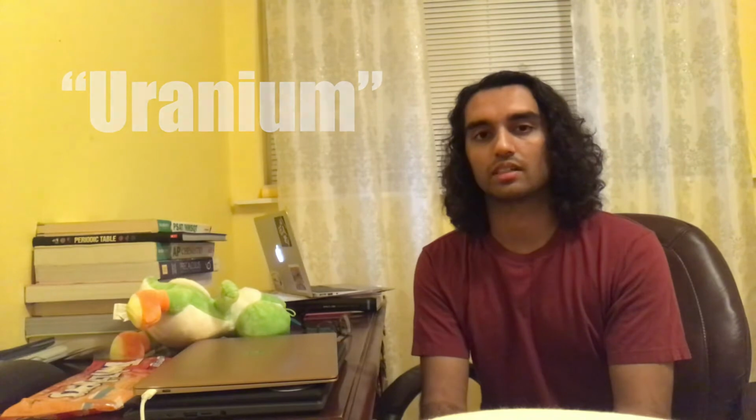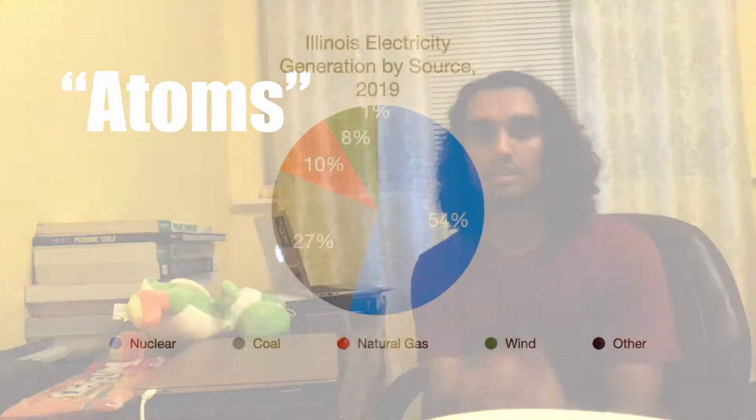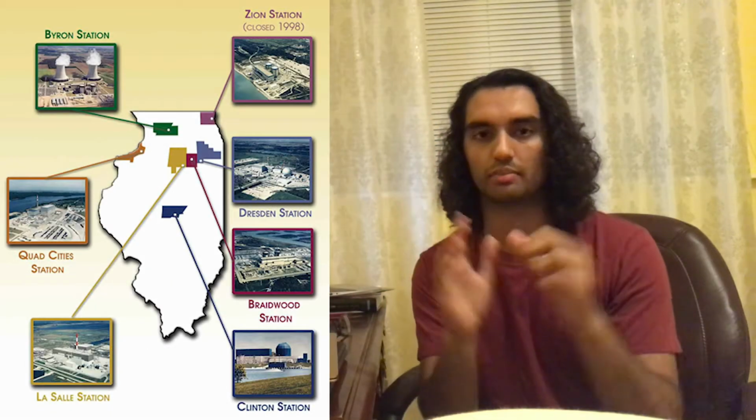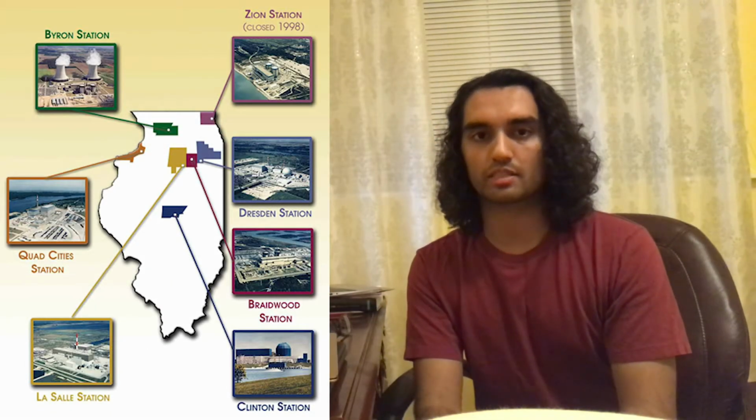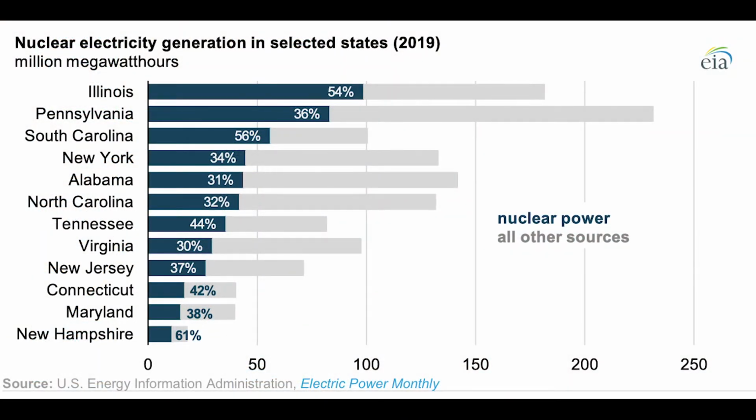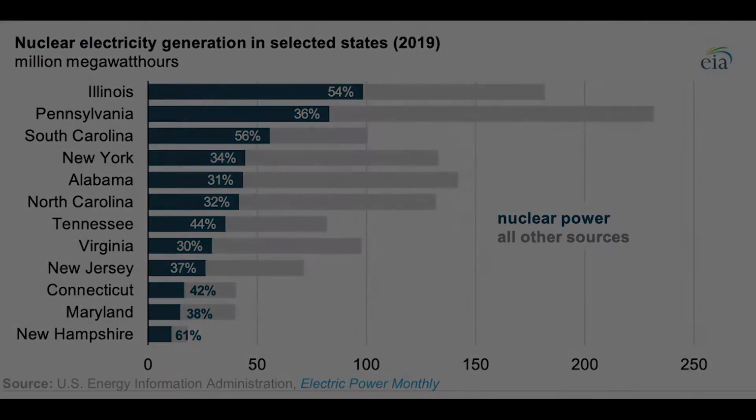Today's lesson's core content is about what fuels nuclear energy: uranium. Nuclear energy is created by splitting the nucleus of tiny particles called atoms. It's a really big deal in Illinois because Illinois generates half of its electricity from just 6 nuclear power plants. These 6 power plants make Illinois the largest generator of electricity from nuclear energy in the United States.